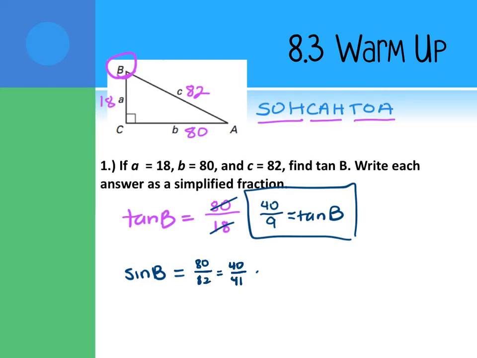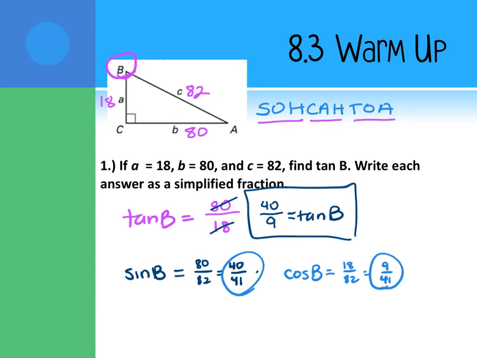And I could go a step further and say, what's cosine of B? Cosine is what? Adjacent over hypotenuse. So what's adjacent to B? 18. And the hypotenuse? 82. So that would be 9 over 41.